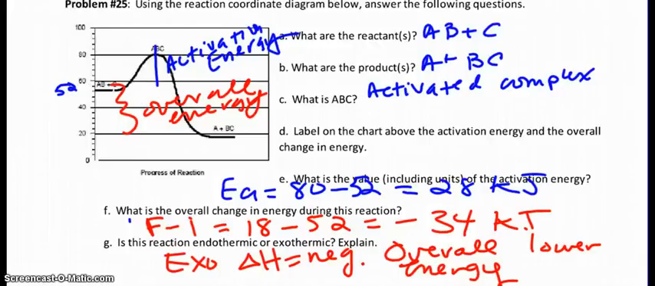If your numbers are a tad off, okay, that's not a big deal. And negative 34 kilojoules. Is this exo or endo? It is exo because the delta H is negative, the overall lowering of energy.